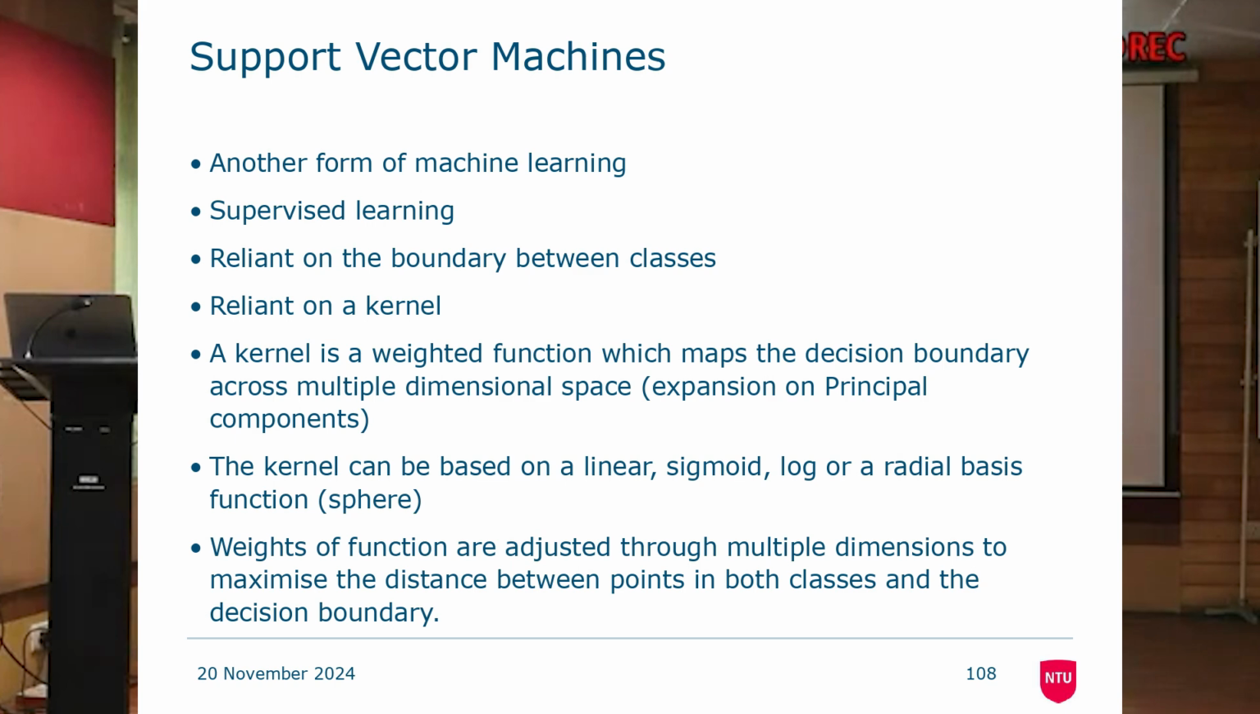And what happens is the SVM changes the weights of the function, effectively scaling the data through the multiple dimensions to maximize the distance between the points and the decision boundary. So it knows the distance from class A to the line, it knows the distance from class B to the line, and then it moves the line such that the distance between A and the line and B and the line is as big as possible.